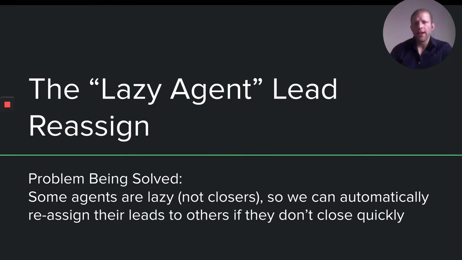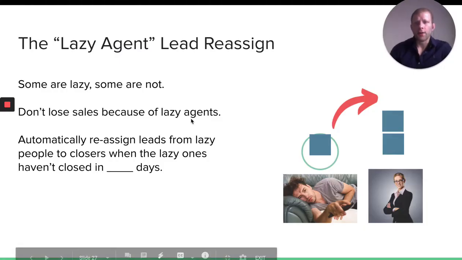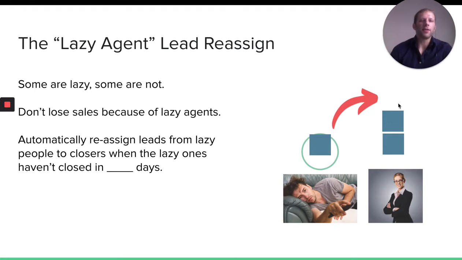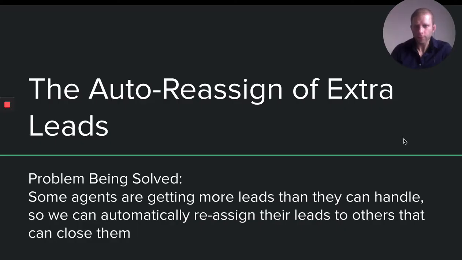The next feature, the lazy agent lead reassign. The problem this solves is that some agents are lazy, they're not closers, so we can automatically reassign their leads to others if they don't close quickly. So you have some are lazy, some are not. Obviously, this is the lazy one and this one's not. It's a very simple idea, which is that if after a certain period of time this person has not closed the lead, our system will automatically reassign it to the closers that you predefine that you would like it assigned to, so that they can actually get the sale done.